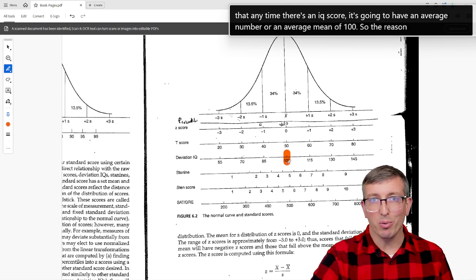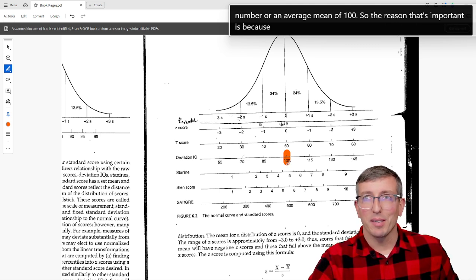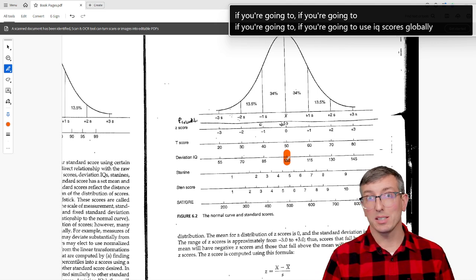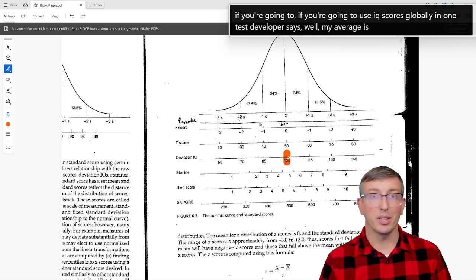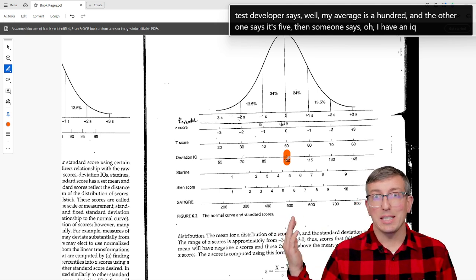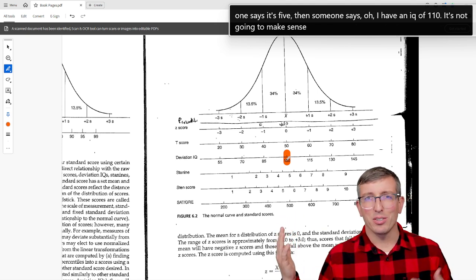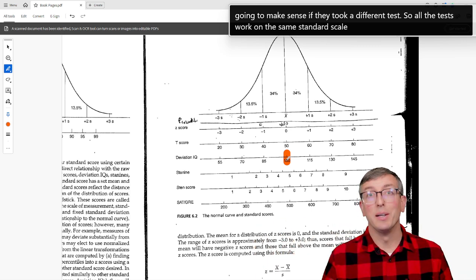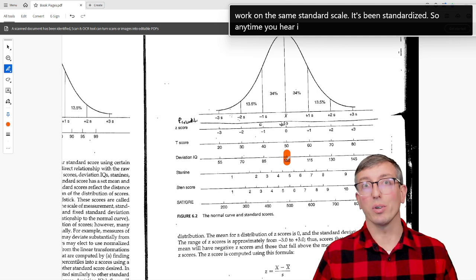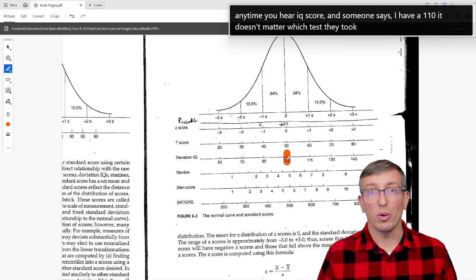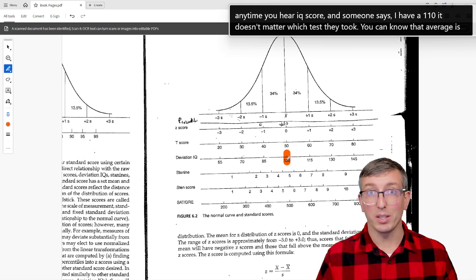So the reason that's important is because if you're going to use IQ scores globally, and one test developer says my average is 100, and the other one says it's 5, then someone says, oh, I have an IQ of 110, it's not going to make sense if they took a different test. So all the tests work on the same standard scale. It's been standardized. So anytime you hear IQ score and someone says, I have a 110, it doesn't matter which test they took. You can know that average is 100.